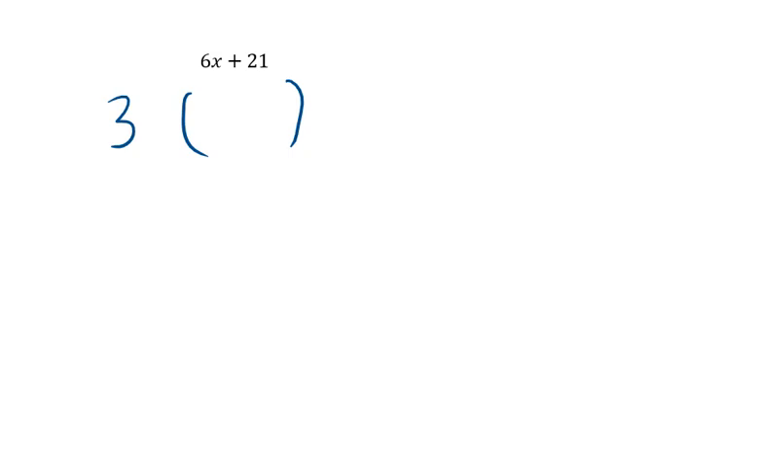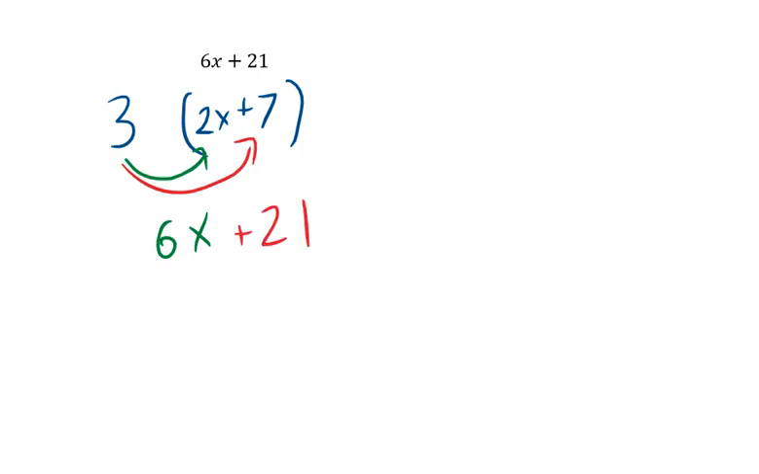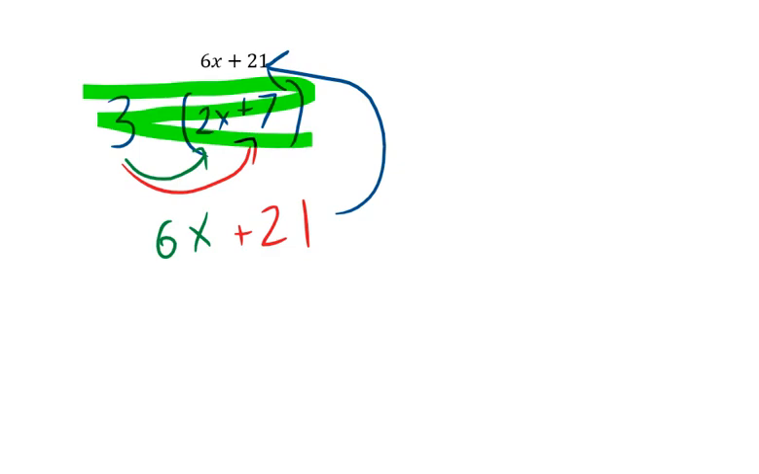When I factor out 3, 6x divided by 3 is 2x. Positive 21 divided by 3 is positive 7. If I need to check my answer, I just distribute back in. 3 times 2x is 6x. 3 times plus 7 is plus 21. I redistribute back in, and I'm back at the problem where I started, so I must have the right answer. This must be the right answer.